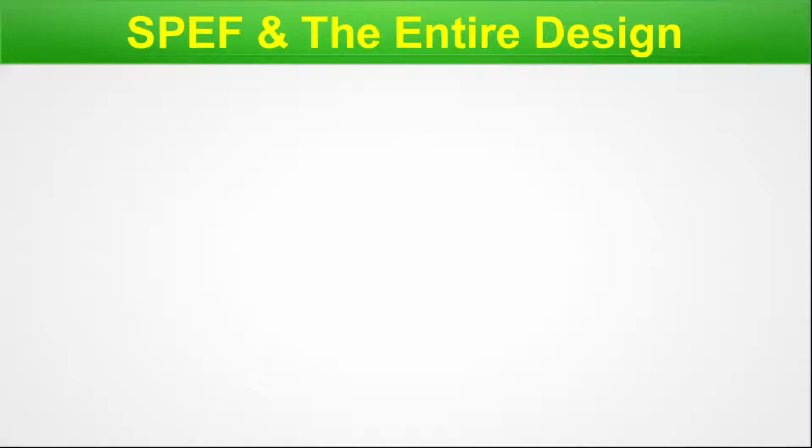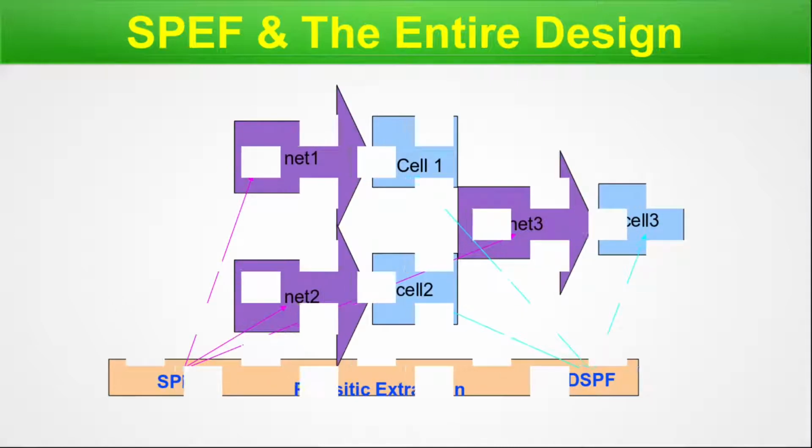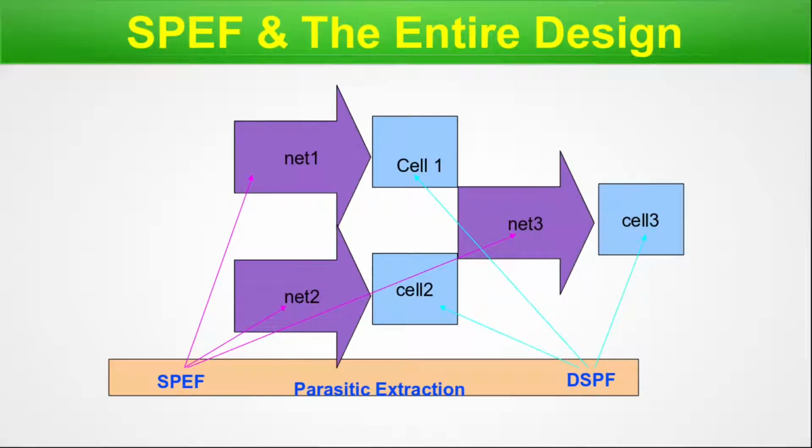SPEF and the entire design. You may wonder that we have taken care of the parasitics of the metal via interconnection through SPEFs. An obvious question comes: what about the interconnection inside each standard cell? Here goes our diagram. As you can see, the standard cells are interconnected by nets. The PEX file for nets is called SPEF. Similarly, the PEX file for the cells is extracted in DSPF format. These are used during the standard cell characterization to calculate the internal delay.